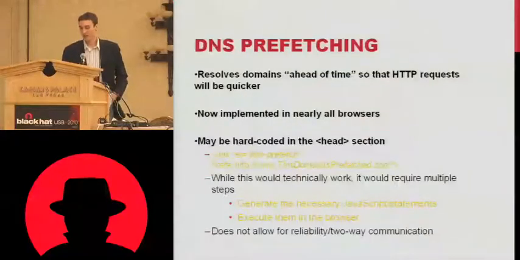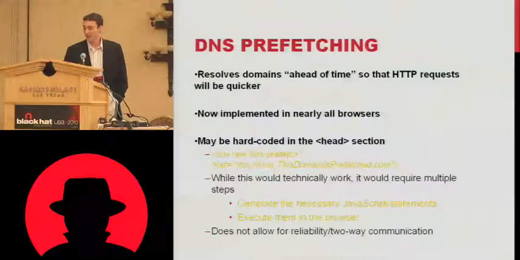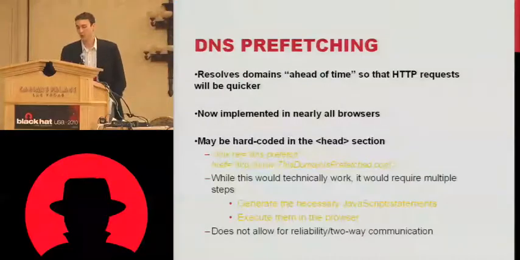Now there's something called DNS prefetching that's been coming around the last couple of years, and what it does is it resolves domains ahead of time so that HTTP requests will be quicker. Typically, whenever a request is made, say for an image on a website, it first has to make a DNS request before it can make the HTTP request. Well, now what they're doing is they're resolving all those domains ahead of time so that when you click on, and this is primarily for anchor elements, an anchor element, it's not going to have to send out that DNS request first. It can just send out the HTTP request. And this is pretty much now implemented on all browsers.